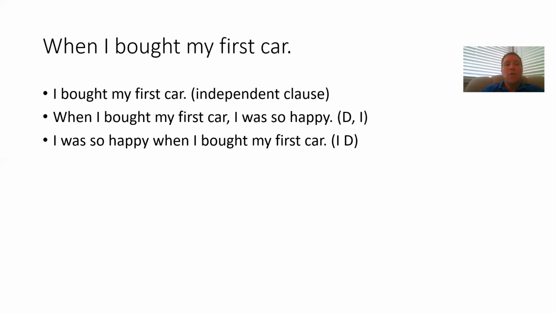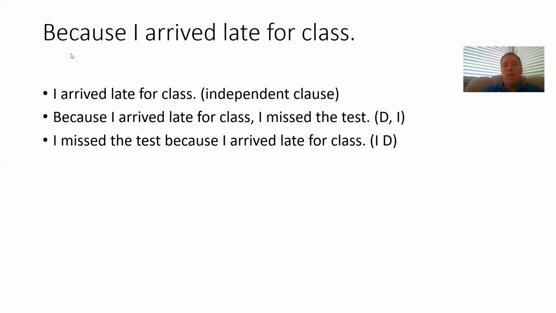So, for example, because I arrived late for class, I could just get rid of the because. I say I arrived late for class. Now we have an independent clause. Or I could connect it to something else that's independent. Because I arrived late for class, comma, I missed the test. I prefer that in general. It shows the relationship between those ideas.